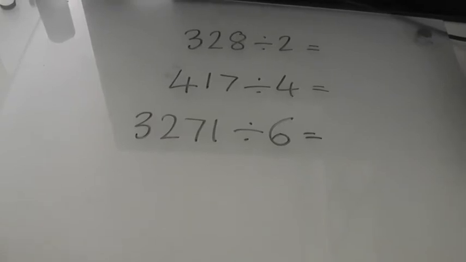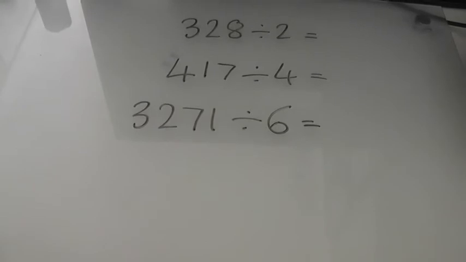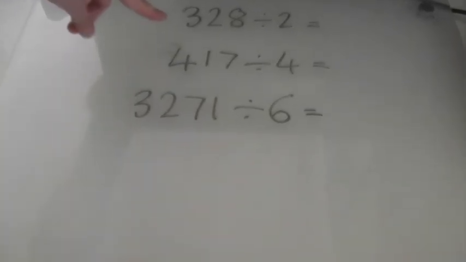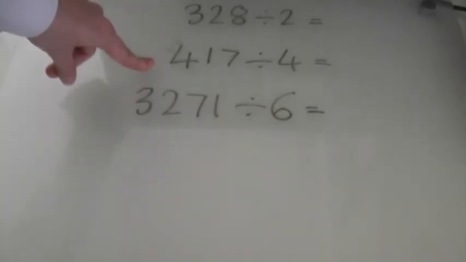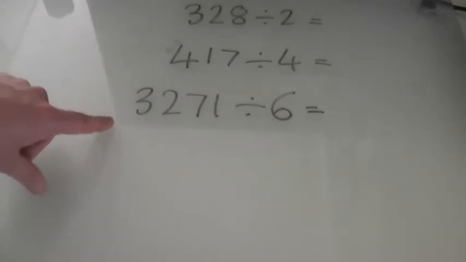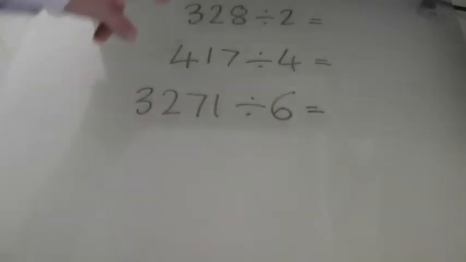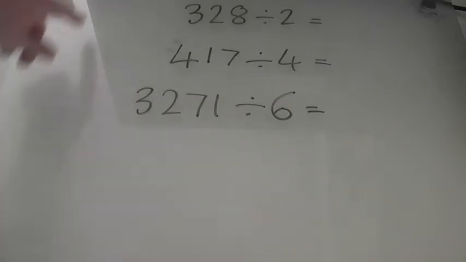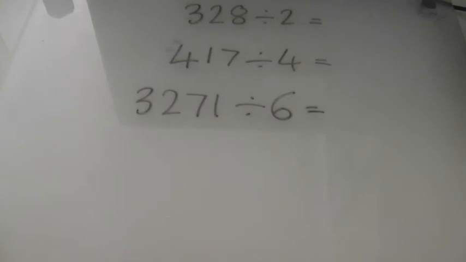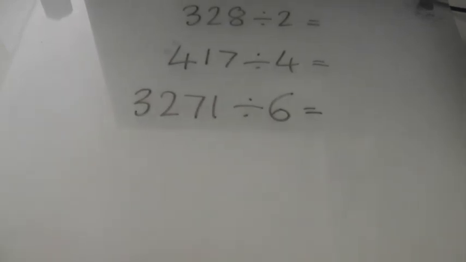Okay, so as you can see we have 3 calculations for you to have a go at. So we've got 328 divided by 2, 417 divided by 4, and 3,271 divided by 6. As you can see, we're getting harder as we go up. I want you to try the short division, so the bus stop method, for each one of these, and I'll go through the answers in the next video.